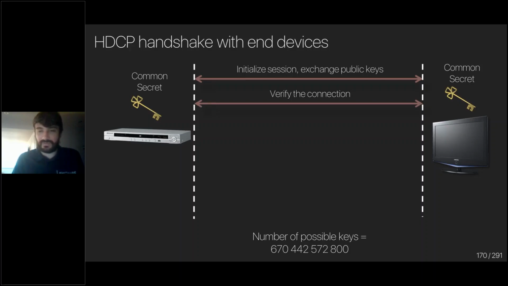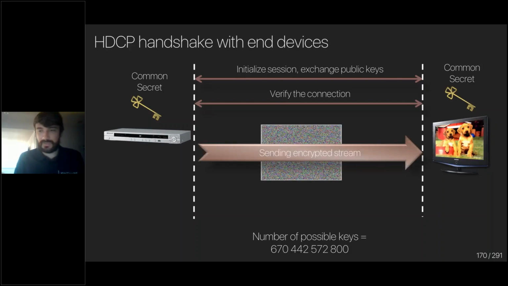Then the source verifies the connection, which means it checks whether the common secret generated is the same on both sides. Then it will send the encrypted signal. And then to make sure everything's safe, every 2 seconds there's a link verification.